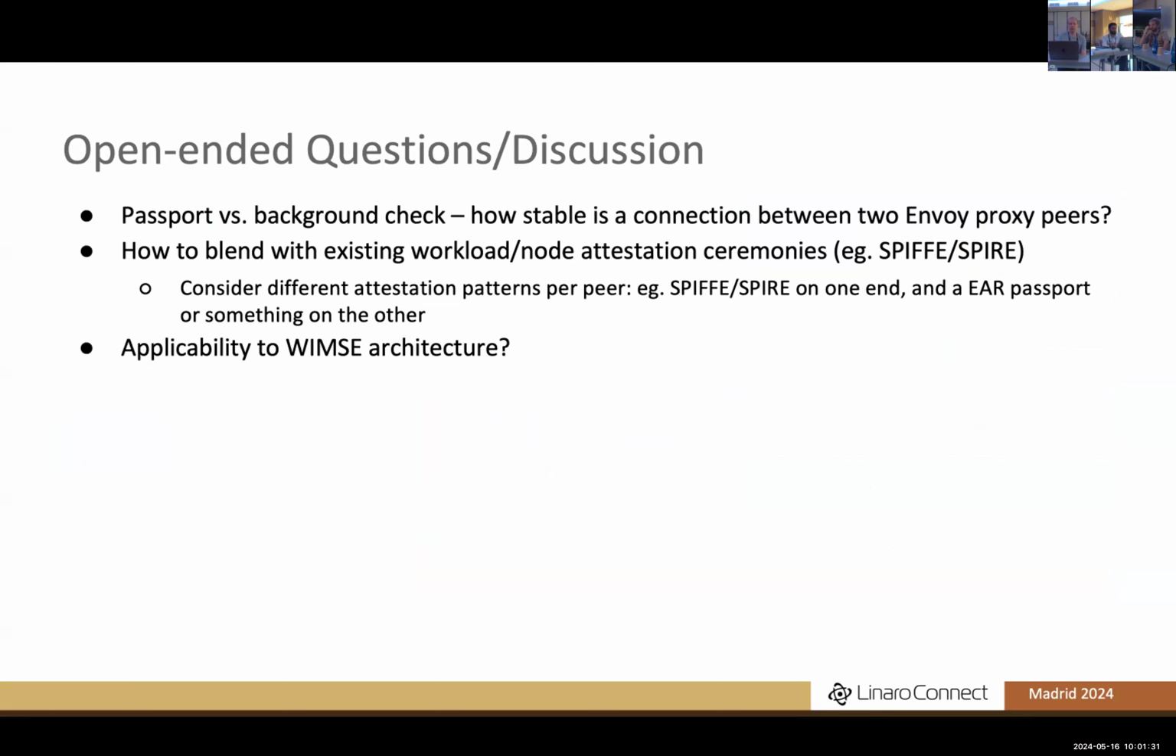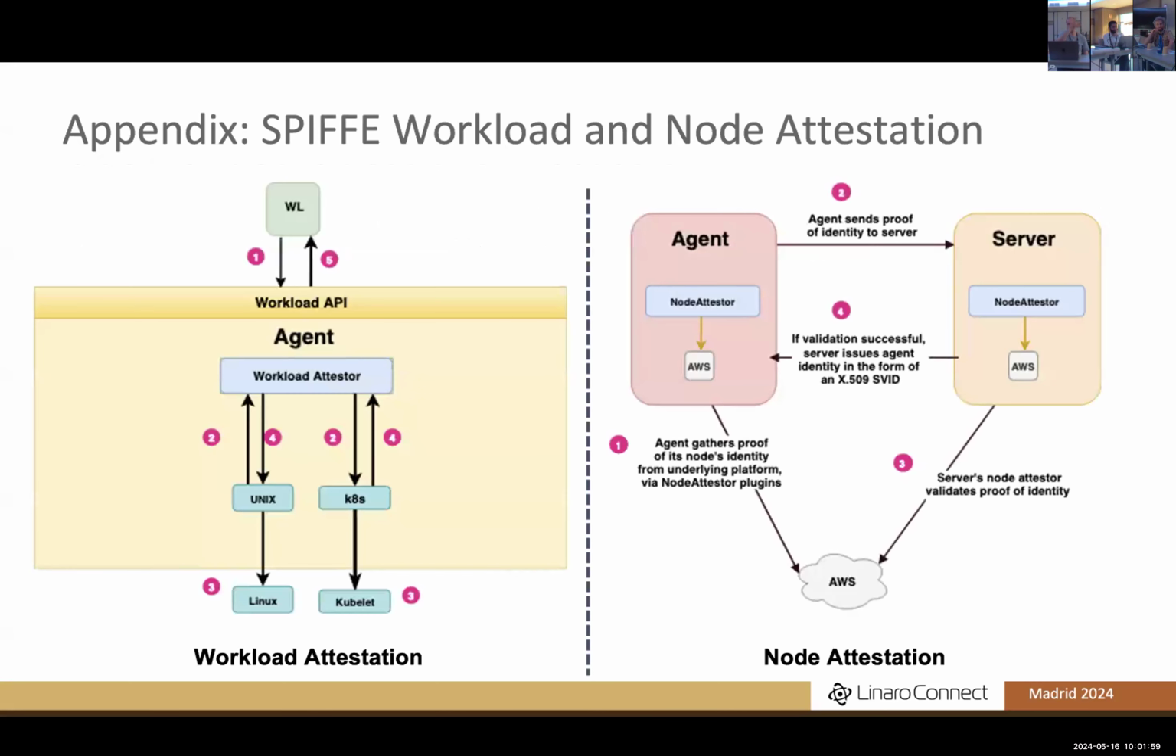such as whether passport makes more sense than background check in a situation like this, whether both make sense, whether there could be use cases for either. The other question I think around this that's kind of interesting is how we blend this with some of the workload attestation and node attestation ceremonies that already take place if we're using SPIFFE and SPIRE. Let me just flip on to, I've got to have this appendix slide.